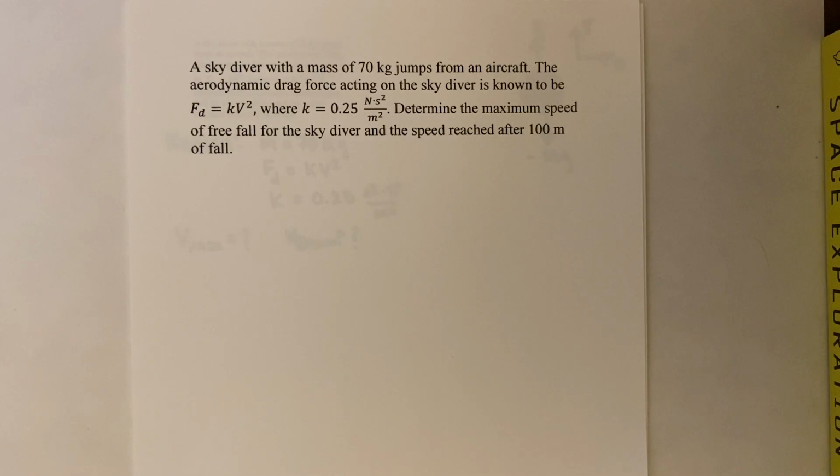Hey guys, so today I'm gonna solve an introductory fluid mechanics problem. So what we got here is a skydiver with a mass of 70 kilograms jumps from an aircraft. The aerodynamic drag force acting on the skydiver is known to be F_D equals kV squared, where k is equal to 0.25 newtons times second squared divided by meter squared. And we're asked to determine the maximum speed of the free fall and the speed reached after 100 meters of fall.